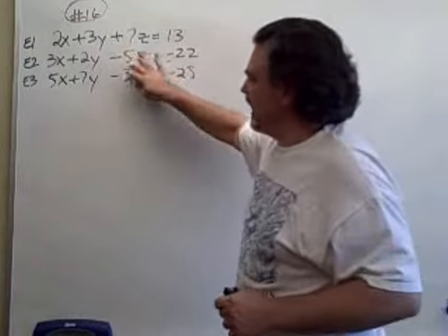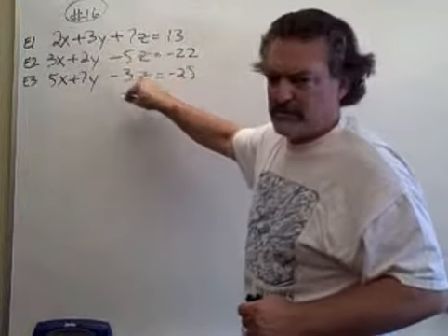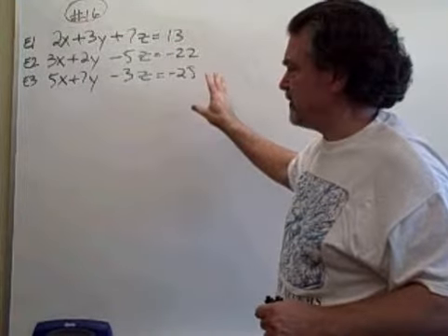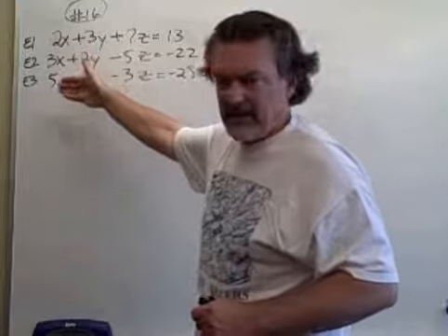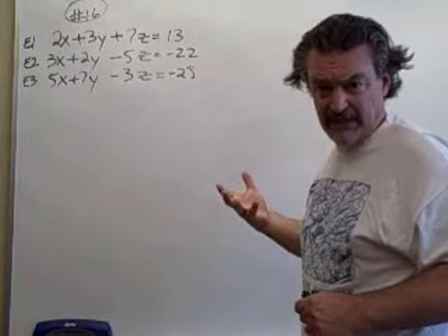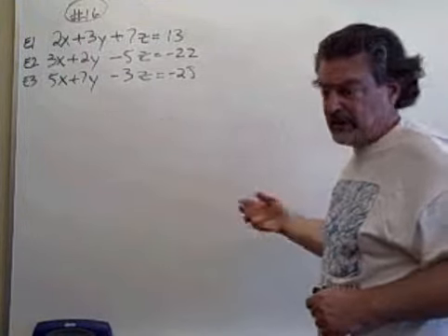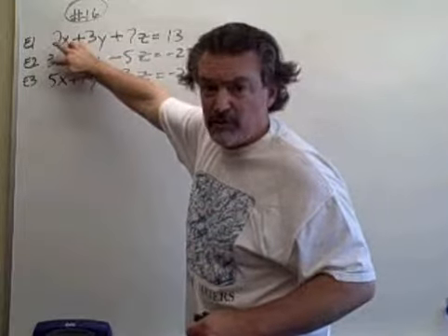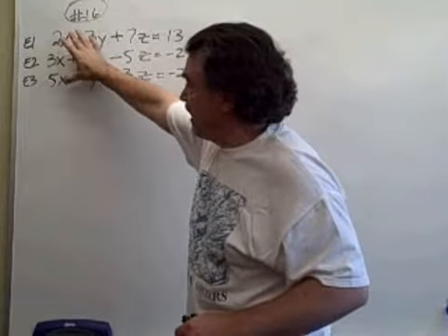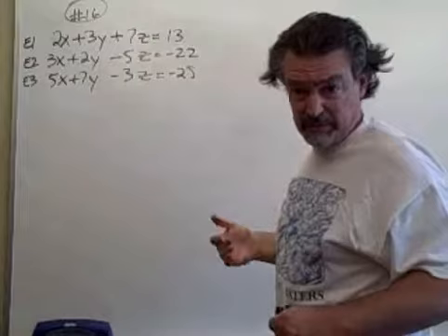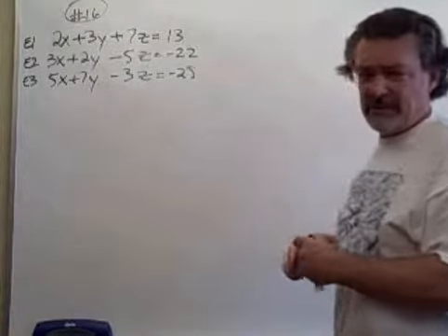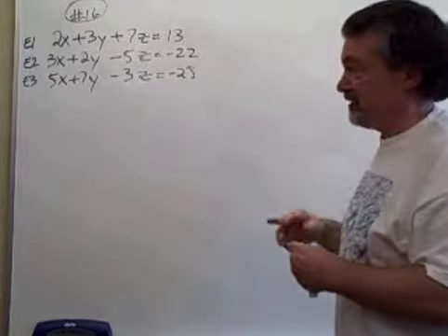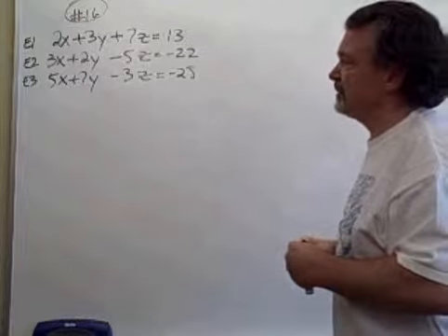I don't like the size of those numbers there. It's going to be some pretty good size multipliers. I think I'm going to go with eliminating x just because the numbers that I have to use as multipliers will be smaller. The least common multiple between 2 and 3 would be 6. Least common multiple, say, between 2 and 5 would be 10. So I can get by with some smaller multipliers if I eliminate x from this system.